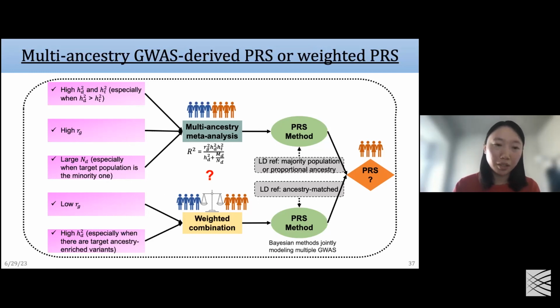The first is traits with low cross-ancestry genetic correlation, such as height. And also traits with target-ancestry enriched variants, such as white blood cell counts and neutrophil counts, and some less polygenic traits like MCH, MCHC, etc. In this scenario, we recommend using weighted linear combinations. And among all those methods, we found the Bayesian methods generally performed better than the classic P+T method.